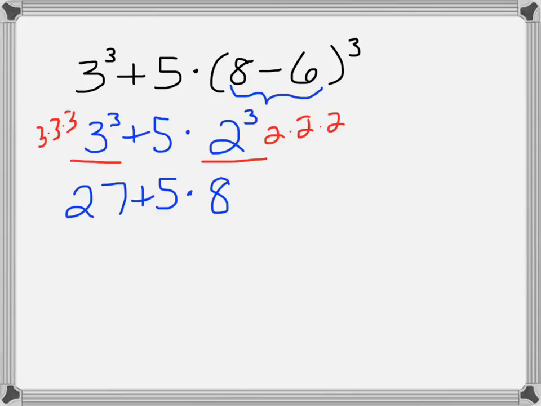Next comes multiplication and division as you come to it from left to right. So the multiplication I have here is 5 times 8, which is 40. And then finally add, and our answer is 67.